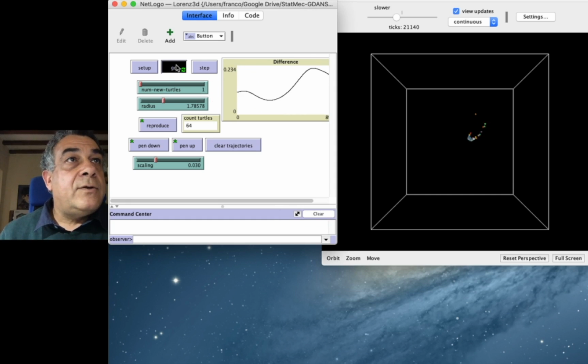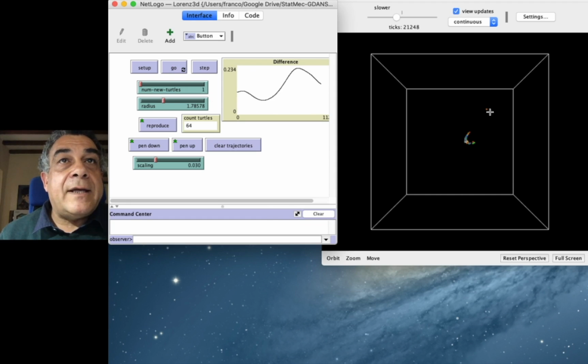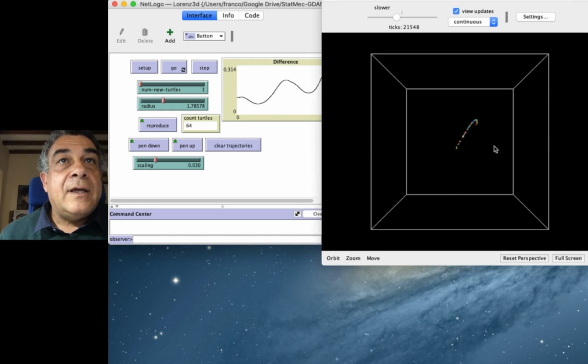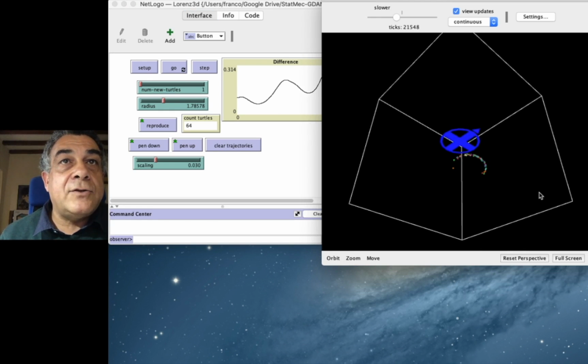Okay, so you see that they are now following the trajectory, and they are aligning in the direction of motion.